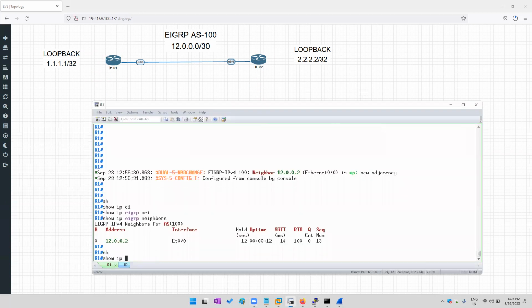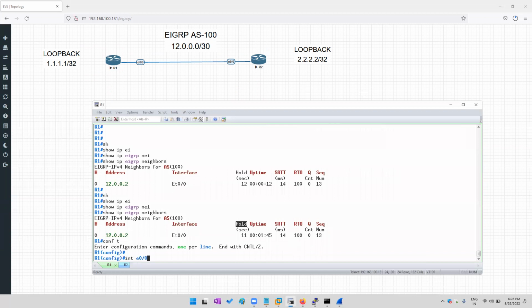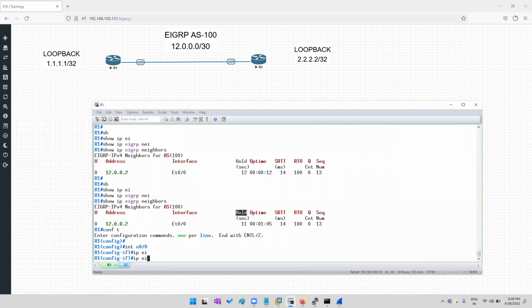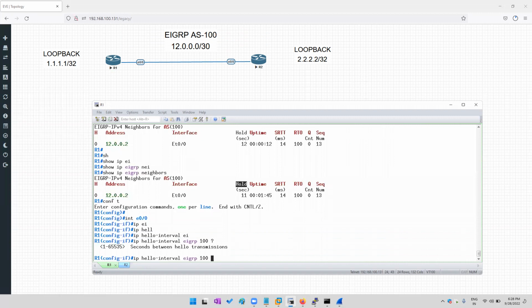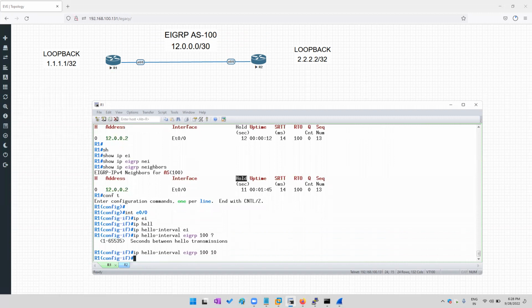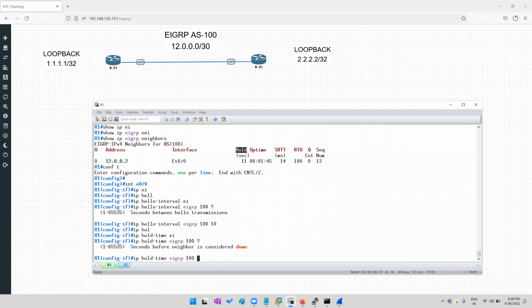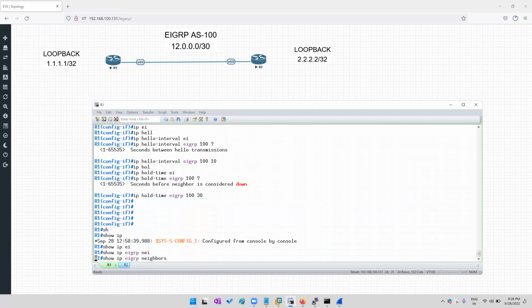Show IP EIGRP neighbor. Here we are getting R2 because we are sitting on R1. On R1, interface E0/0, this WAN interface, is forming a neighborship. IP hello interval for EIGRP 100: we have set the hello time to 10. IP hold time for EIGRP 100: how many seconds? 30. So this 30 seconds we can check on my neighbor.